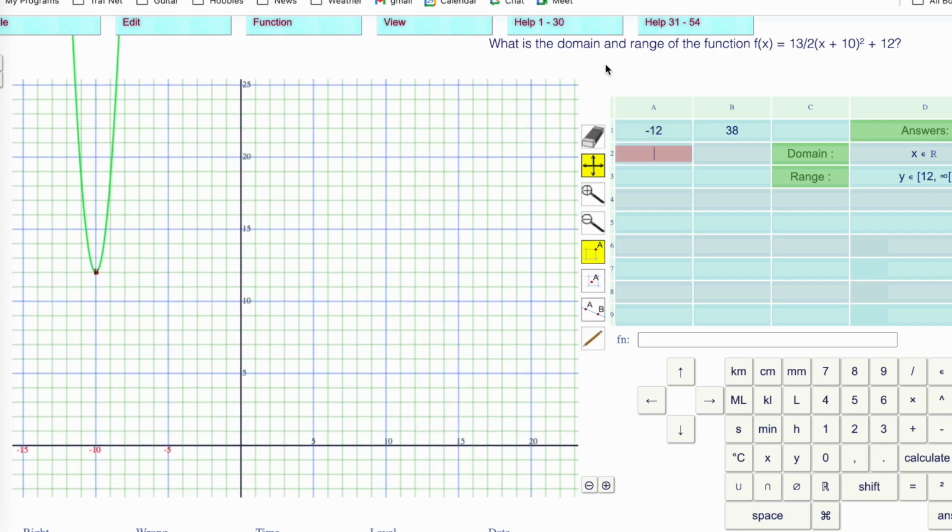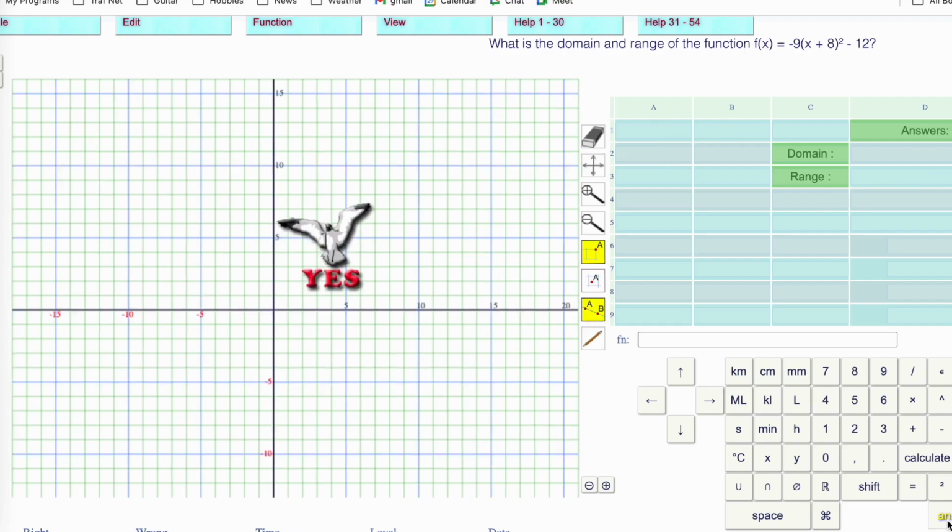All possible x values, x is a member of the reals, the lowest y value is 12, and the highest y value is infinity. It goes from 12 to infinity. And then we press answer to see if we're right.